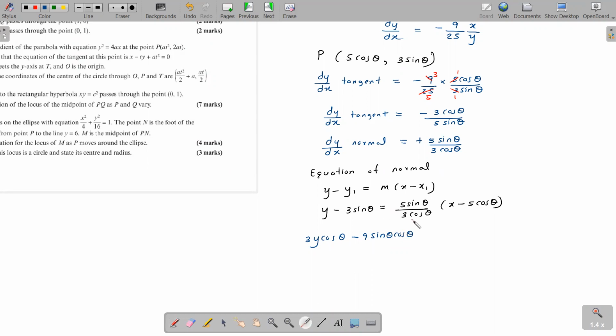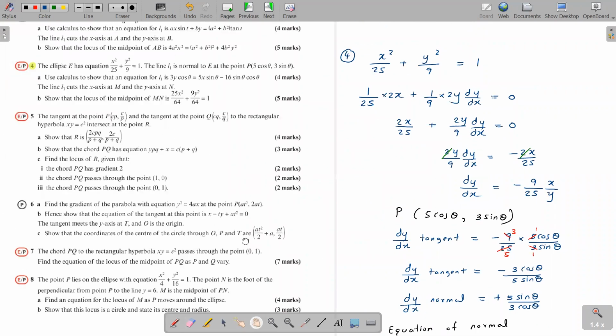Is that okay? I multiply 3 cos theta with both sides. 3y cos theta minus 3 into 3, 9 sin theta cos theta, equals 5x sin theta minus 5 times 5, 25 sin theta cos theta. So what do we get here? 3y cos theta. I'll bring the minus 5x sin theta here, and bring the minus sign to the other side: minus 25 sin theta cos theta plus 9. These are steps that you could skip, okay? I'm writing extra steps here, but it's not necessary.